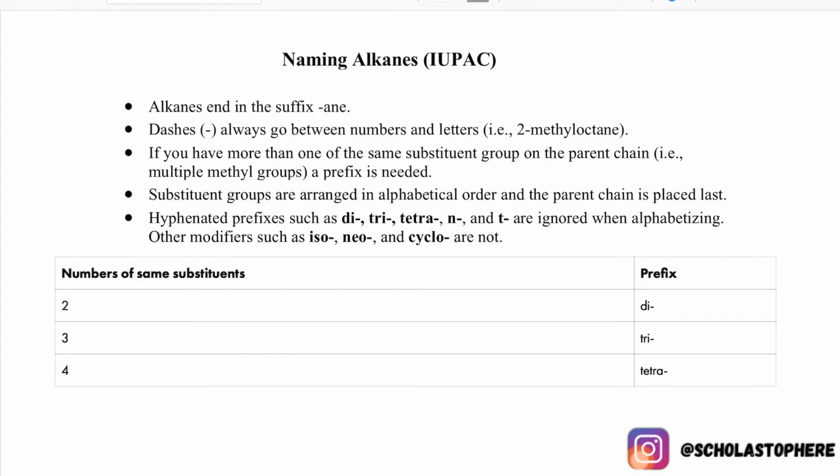And below is a table of the number of substituents and the prefix that goes with it. So if you have 2 methyl groups, then you would use di. If you have 3 methyl groups, you would use tri. And if you have 4 methyl groups, you will have tetra. Now, if you have, for example, a methyl group and an ethyl group, then a prefix is not needed because there are 2 different substituent groups. So when you have multiple of the same substituent group, a prefix is needed.